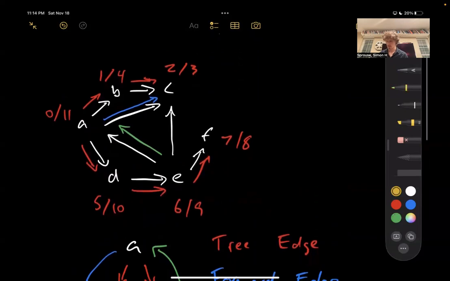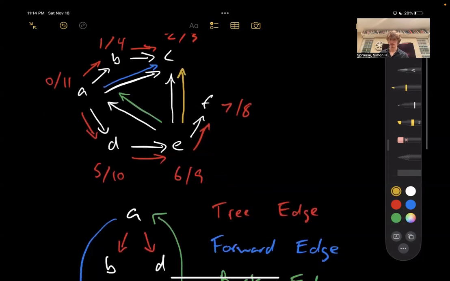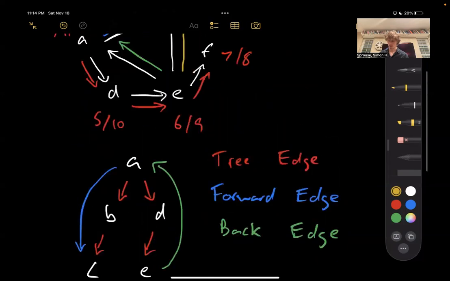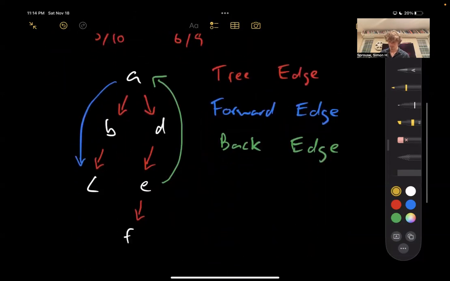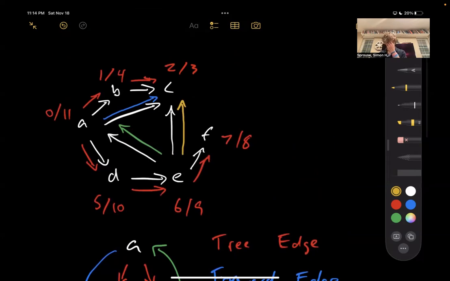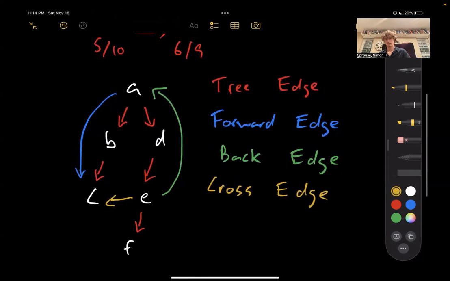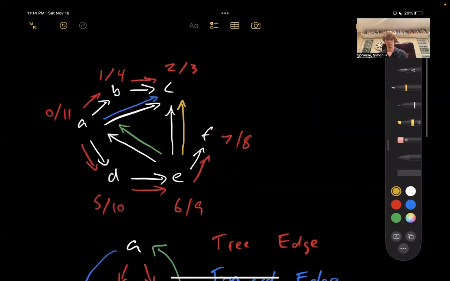And then the last type of edge that we ignored was this one, from E to C, from one discovered node to another discovered node that it is not related to. So that was from here to here, and this is called a cross edge. Hopefully, by now, you should have some confidence when it comes to these types of edges, and how to do DFS, and what these seemingly strange numbers mean.